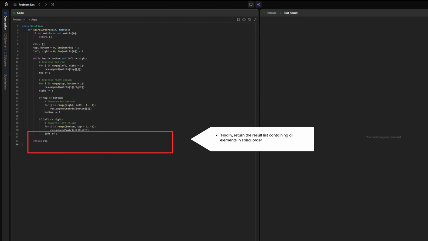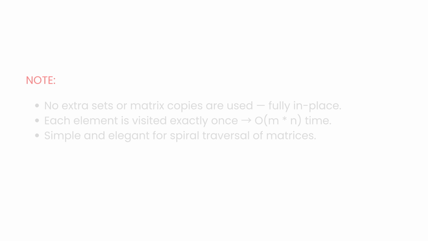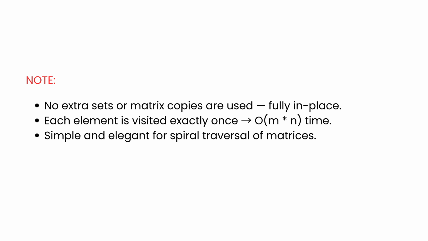Return the result list containing all elements in spiral order. No extra sets or matrix copies are used. Each element is visited exactly once. This approach is simple and works efficiently for spiral traversal of matrices.